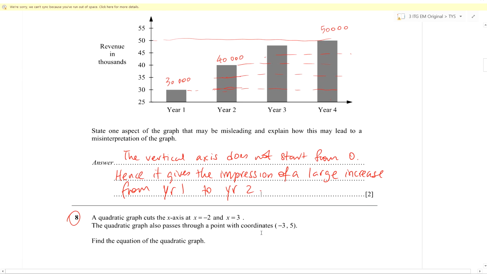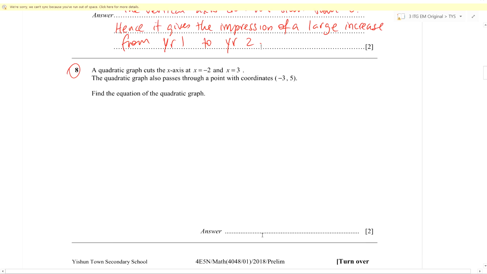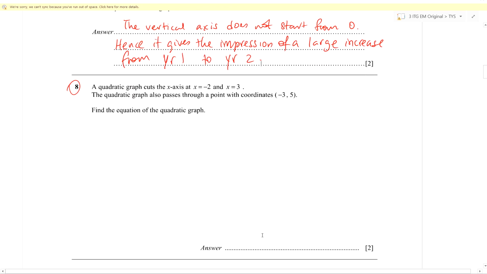Okay, moving on. Question 8. Very badly done. Quadratic graph cuts the x-axis at -2 and 3. So we know that quadratic graph has to look like this: ax squared plus bx plus c. Right? This is a quadratic graph.